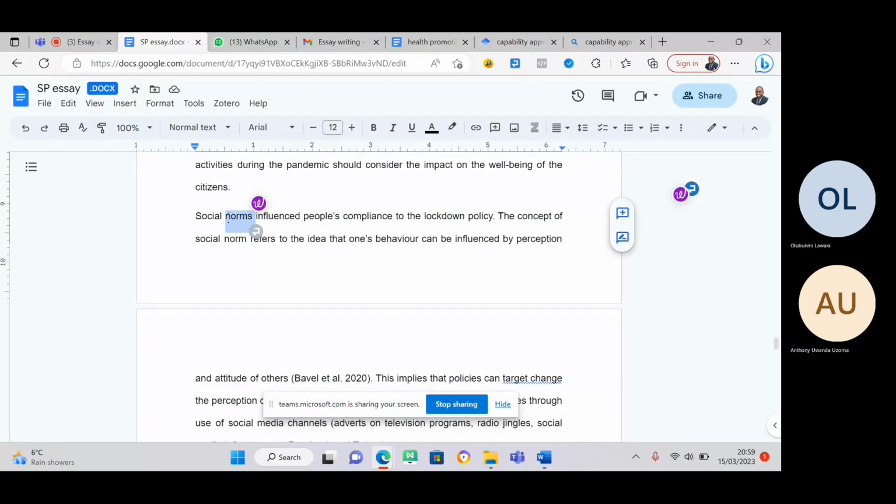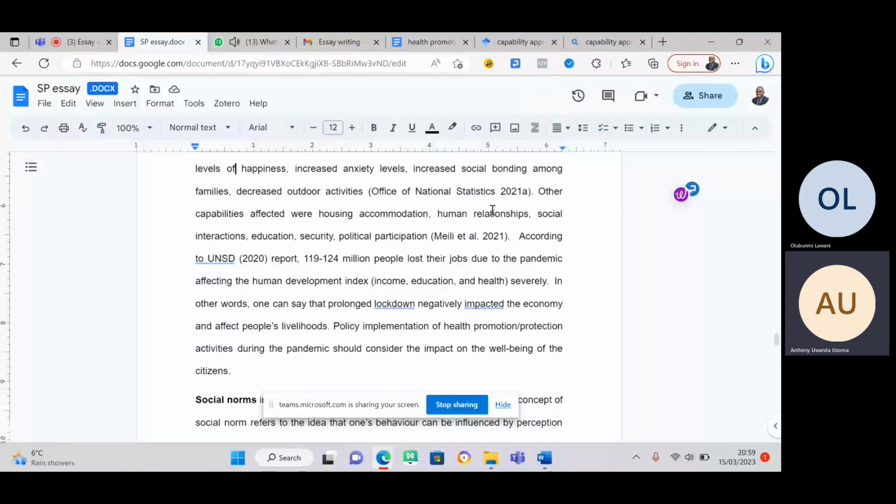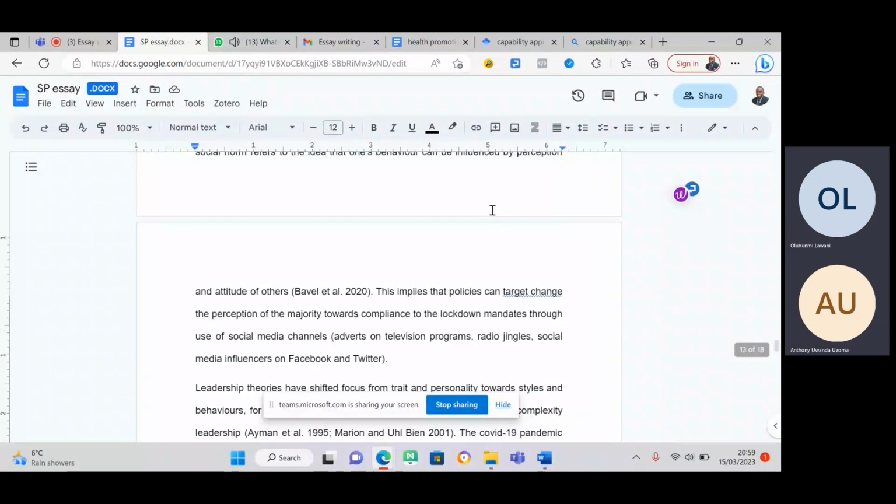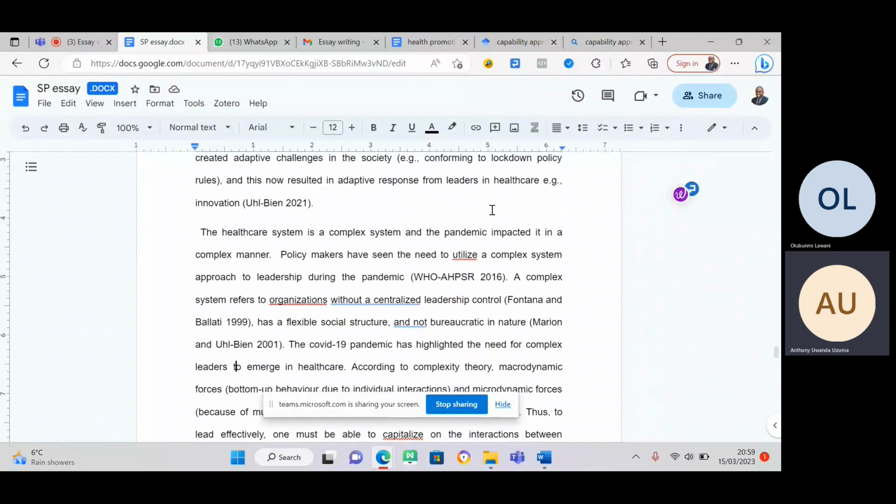Okay, so how am I supposed to write about social norms? It's in your PowerPoint. Listen, these social norms influence compliance. So you get the idea. You need to balance the theory and application, right?